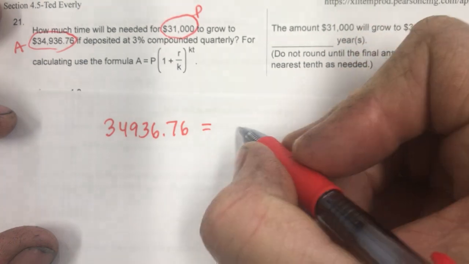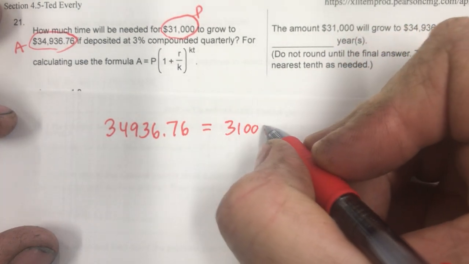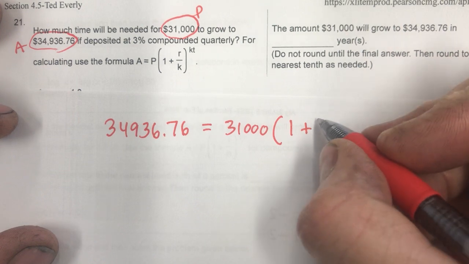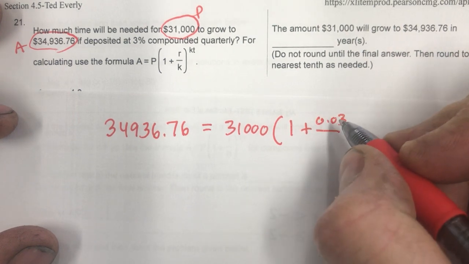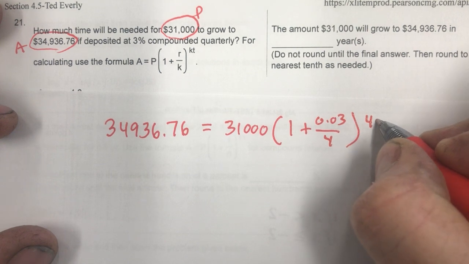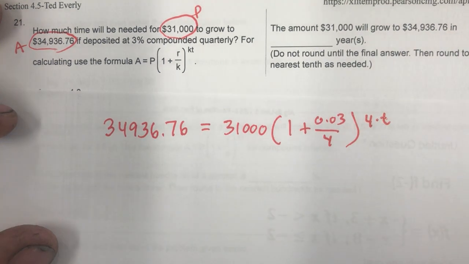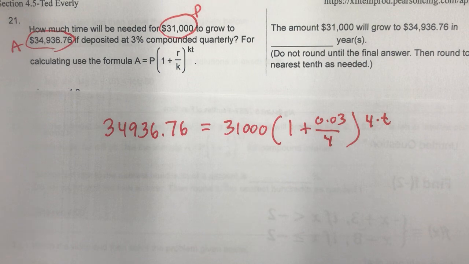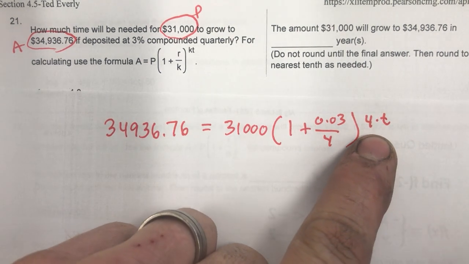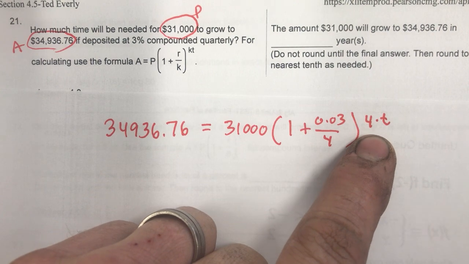34,936.76 equals 31,000 times (1 plus r, which is 0.03, compounded quarterly, which is 4) to the power of 4 times t, which I don't know. I want to know how many years this would take. So see how my variable's in the exponent, which means I'm going to have to do a log on this.